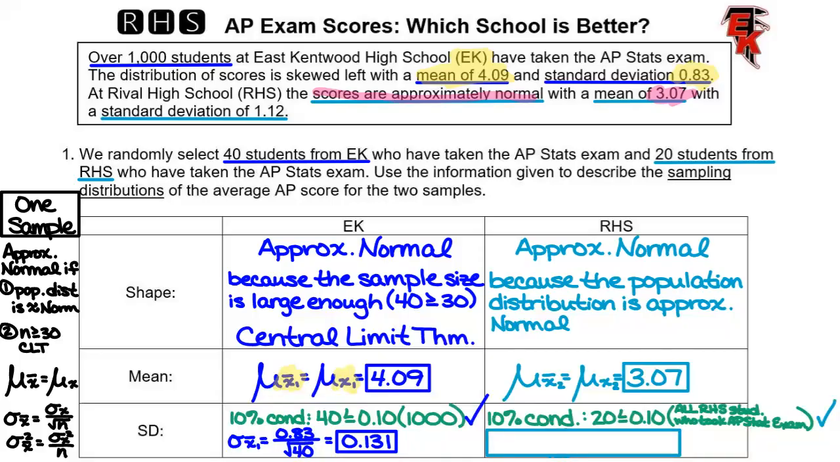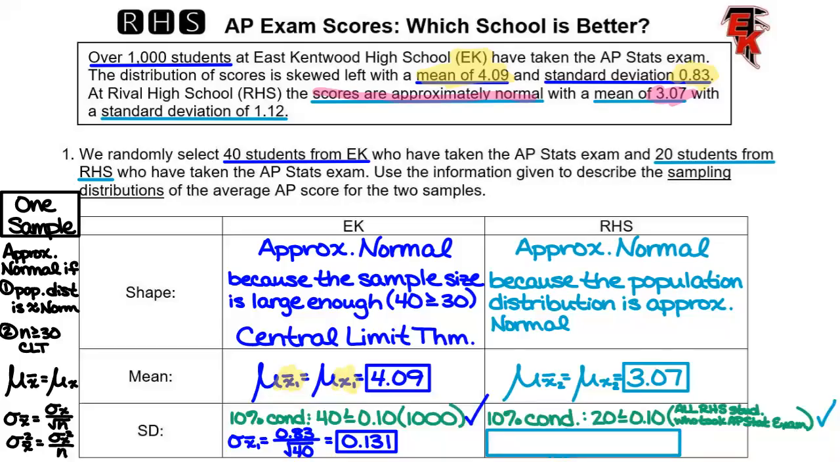20 is less than or equal to 10% of all RHS students who took the AP exam. We're not comparing this to all the students, period. We're just looking at the ones who took the AP statistics exam. Without more information, I have to make this assumption so that I can find the standard deviation. If we find out later that our assumption is invalid, we can go back and change that, but we wouldn't be able to use the formula for our standard deviation. But we have to at least show that we checked this criteria.